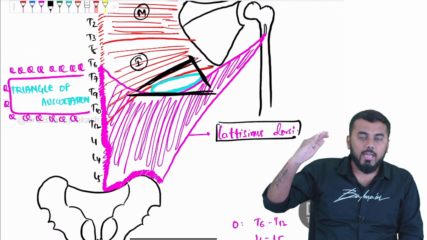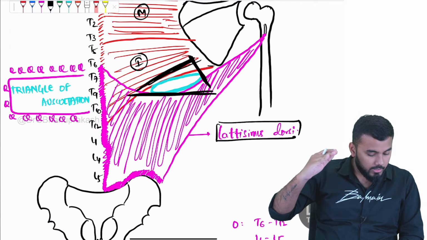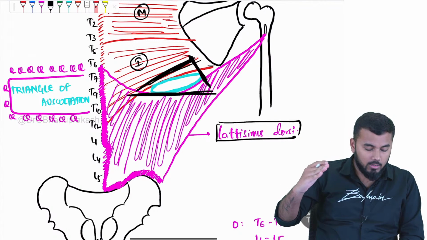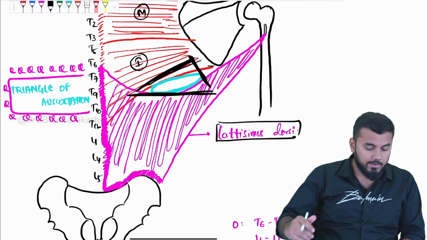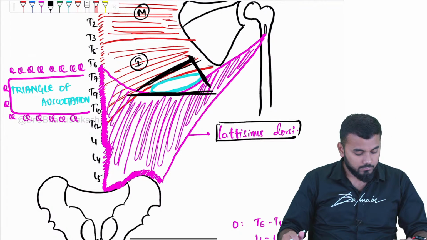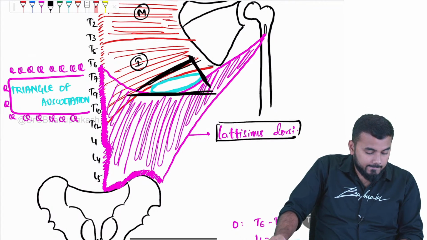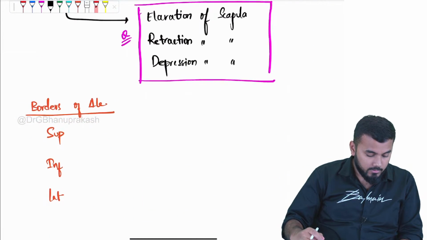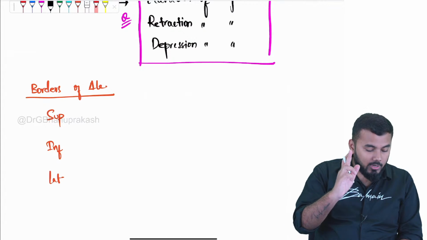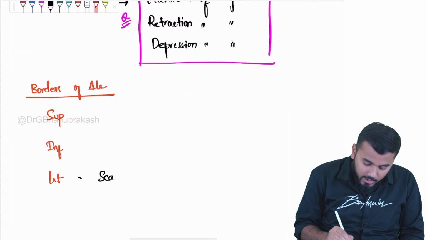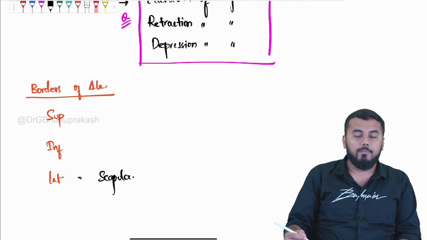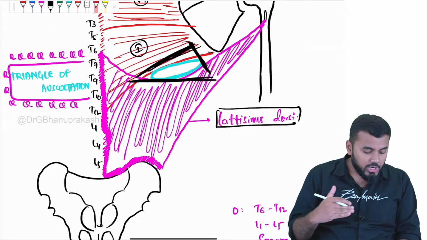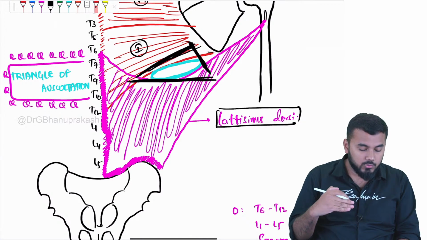So laterally, which bone do I have? The lateral border of this triangle is formed by which bone? You are right, the lateral border is formed by the scapula. And tell me, the inferior border is formed by which muscle?